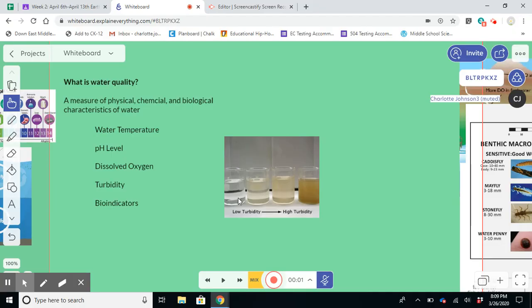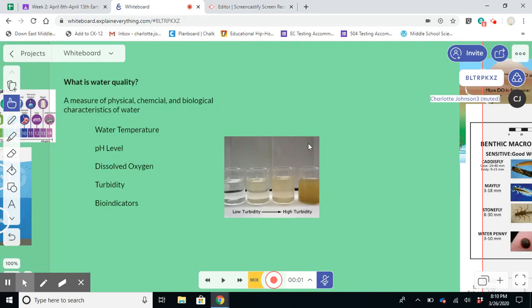Well, what factor does this play? What role does this play in the health of the water? Well, if you have water with very low turbidity, it allows that sunlight to travel through. Well, what did we say the sunlight does? The sunlight allows for oxygen production with the aquatic plants, making that byproduct of oxygen.